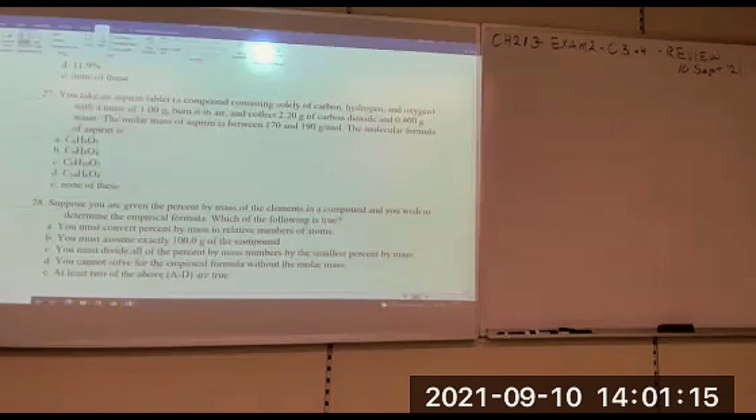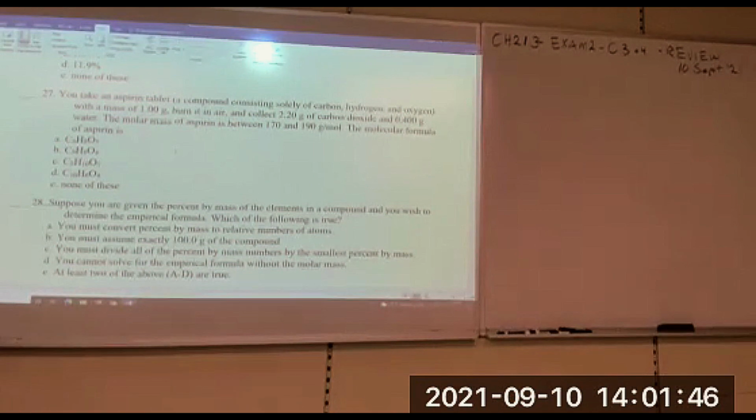An aspirin tablet with a mass of 1 gram burns in air and collects 2.2 grams of carbon dioxide and water. Molar mass of aspirin is between 170. Oh, this one takes some doing. Did anybody try that one? No. What are we headed for here? Molar mass based upon percent composition, correct? This is the way you would actually do it in the lab.